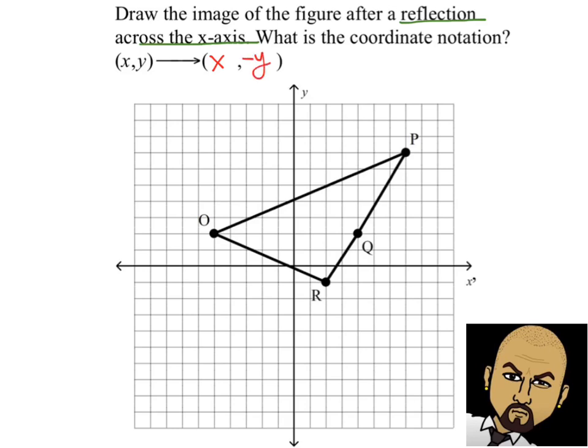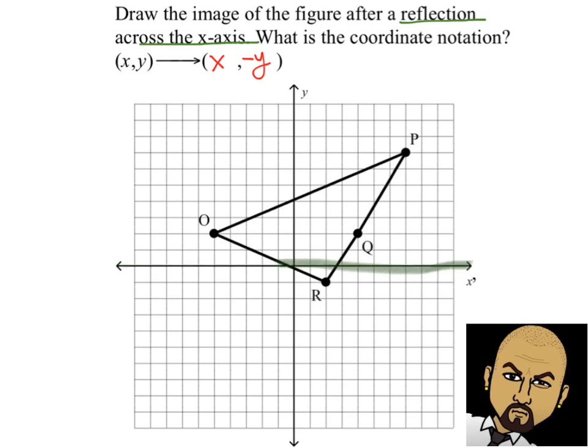Now, what happens to the y value? The y value is going to become the opposite, and we show opposite by multiplying by -1. It does not mean that y is going to be negative. The negative in front means it's going to be the opposite of y. So the first way I'm going to show you how to do a reflection across the x-axis is by graphing.